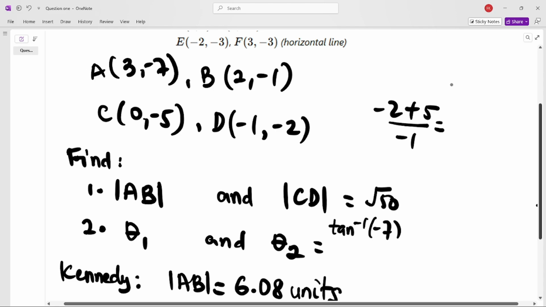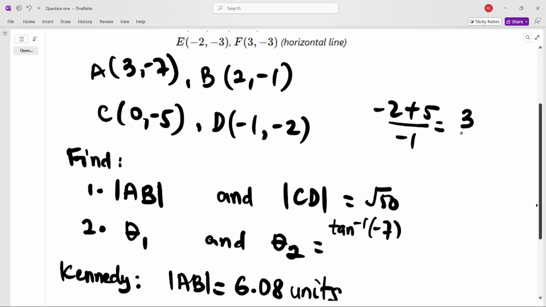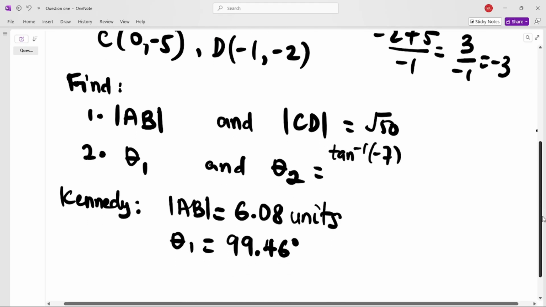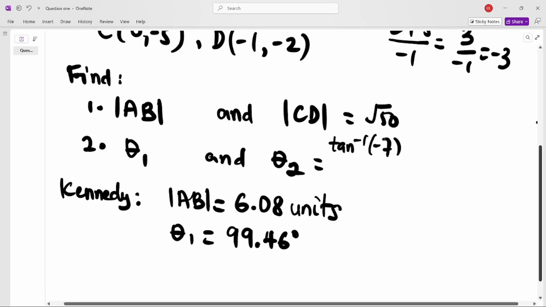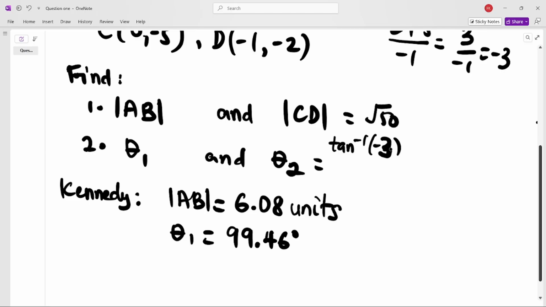So now everyone, it's 3. Take your time. So it's 3 over what? 3 over negative 1. So it is negative 3. Take your time. Okay? Alright. So negative 3. So it's 180 plus tan inverse of negative 3.